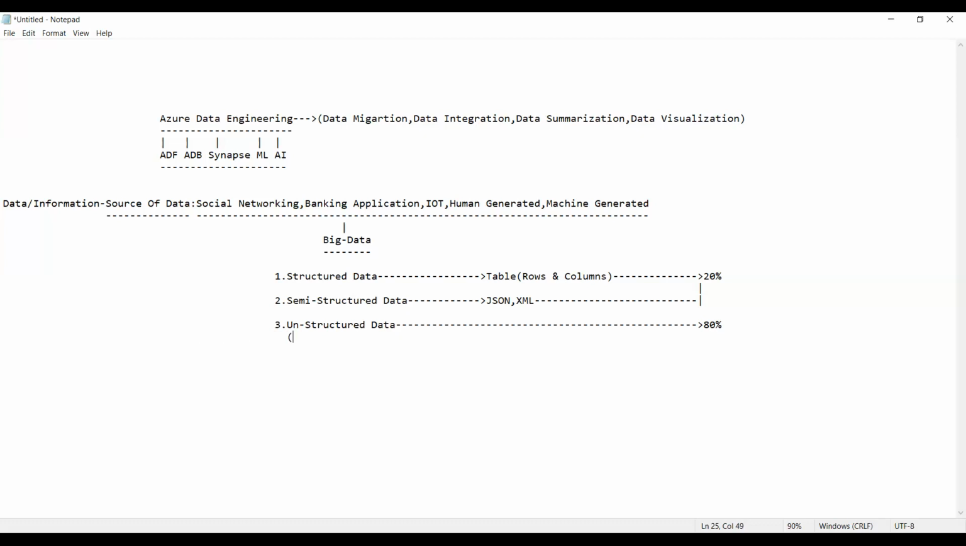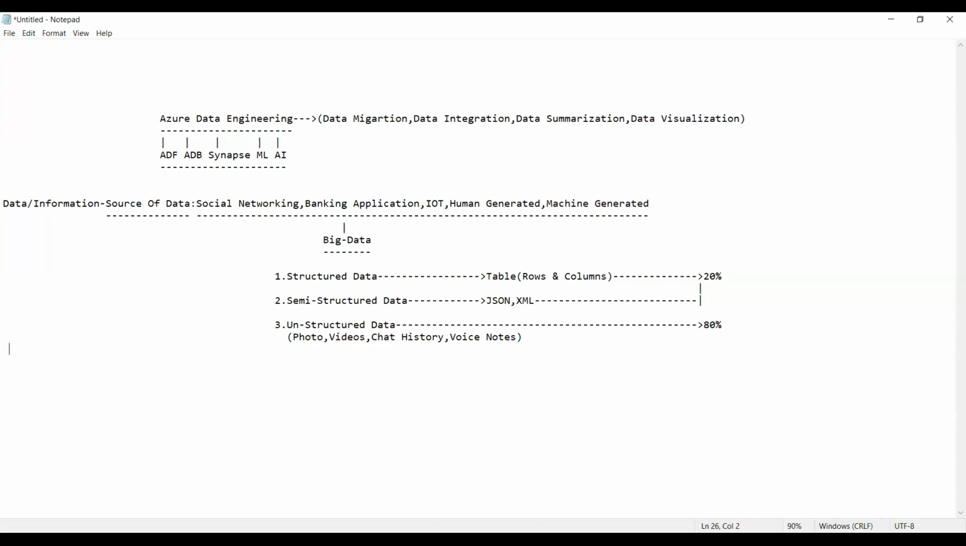Just like the photos in your mobile phone, the videos in your mobile phone, the chat history, and the voice notes. All these are forms of unstructured data.